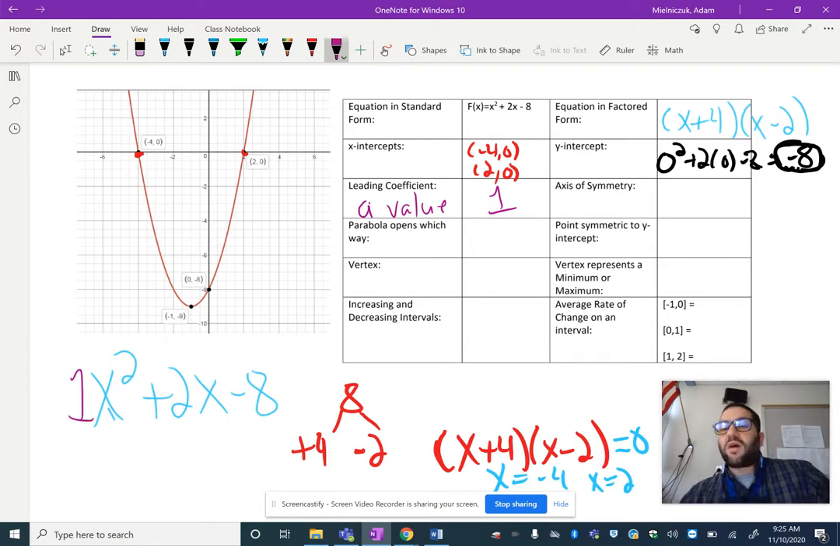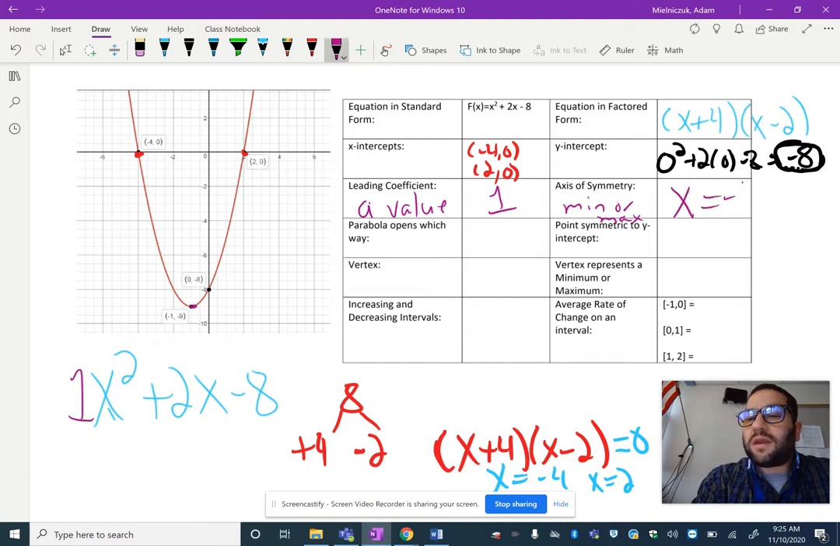Our axis of symmetry is where it is split in half. You can find it at its min or max, and it's the x value. So here we have a minimum of negative 1, negative 9. So our axis of symmetry is x equals negative 1. Which way does the parabola open? This one looks like a U, so it opens up. If it was upside down, it would open down.